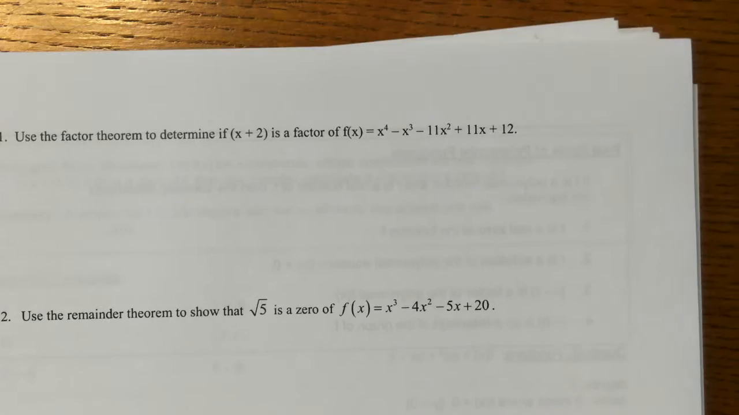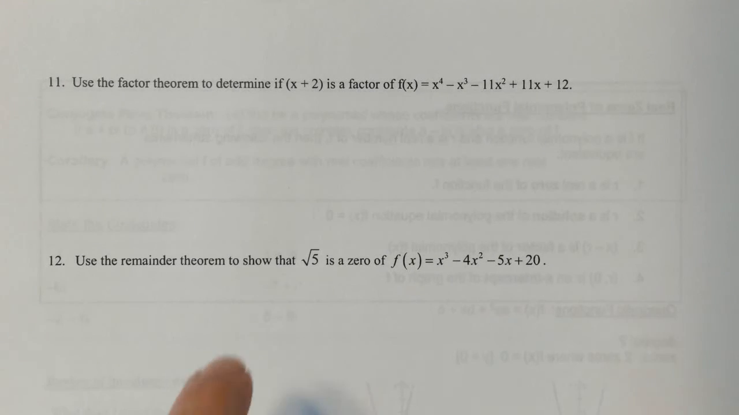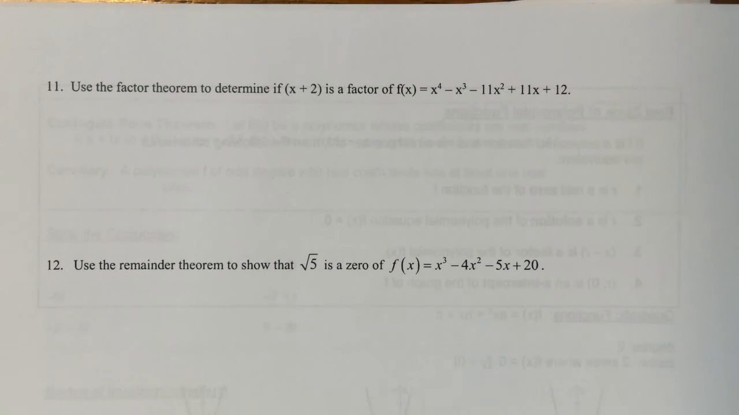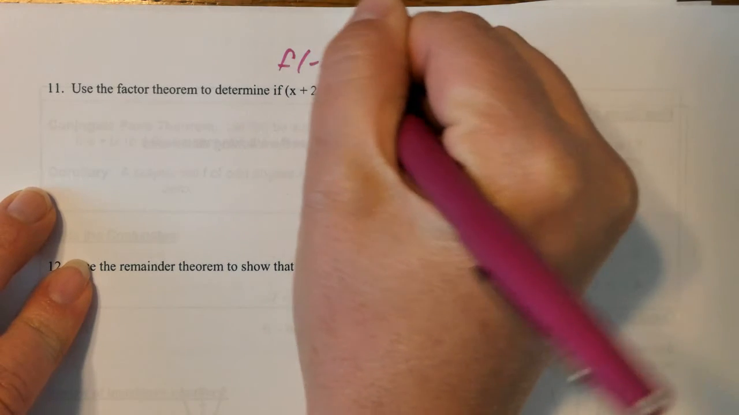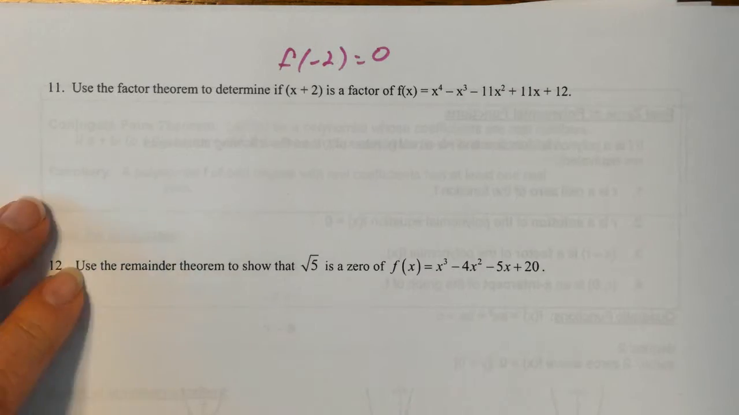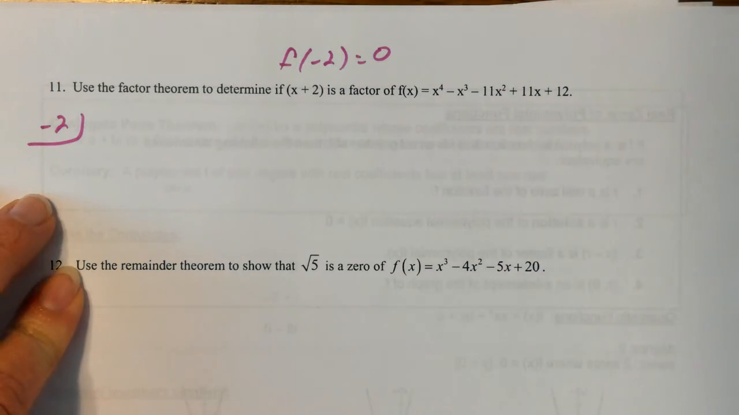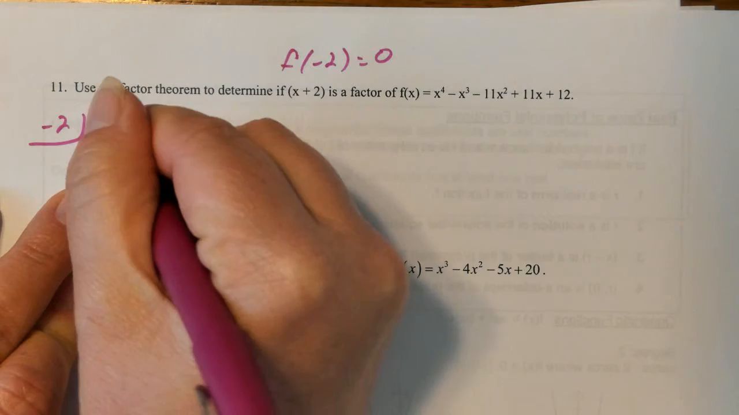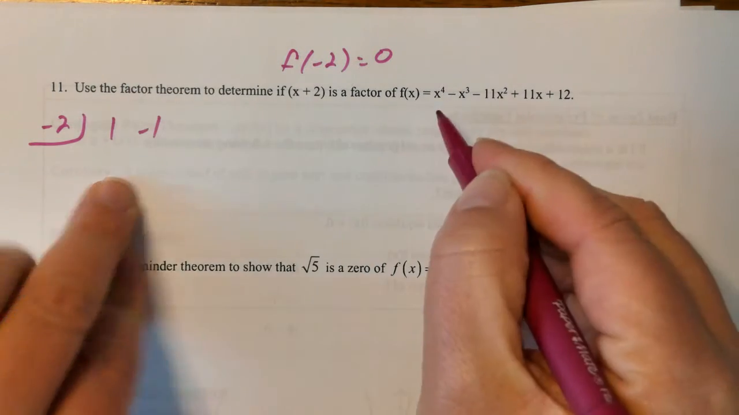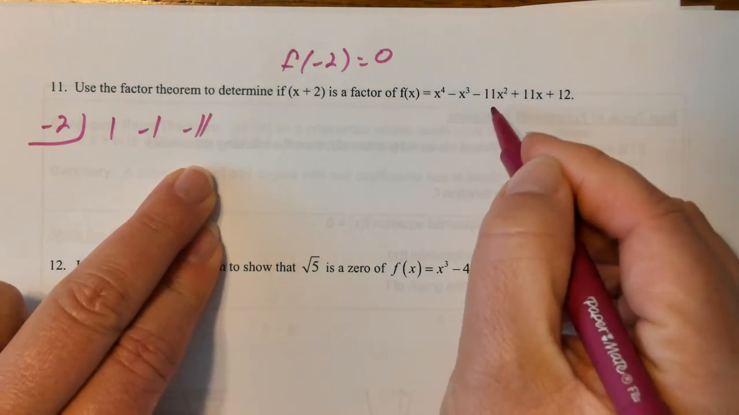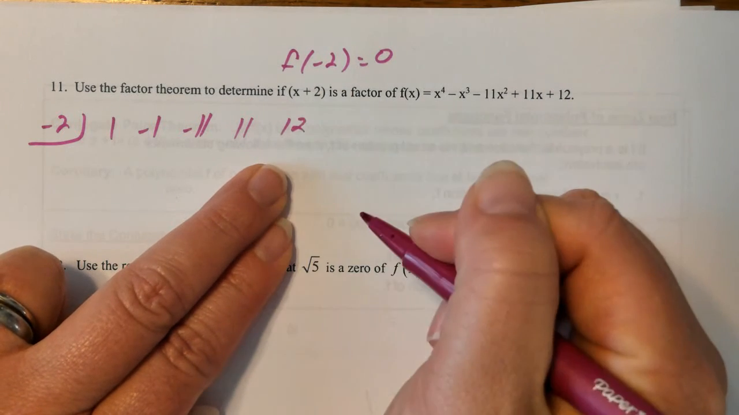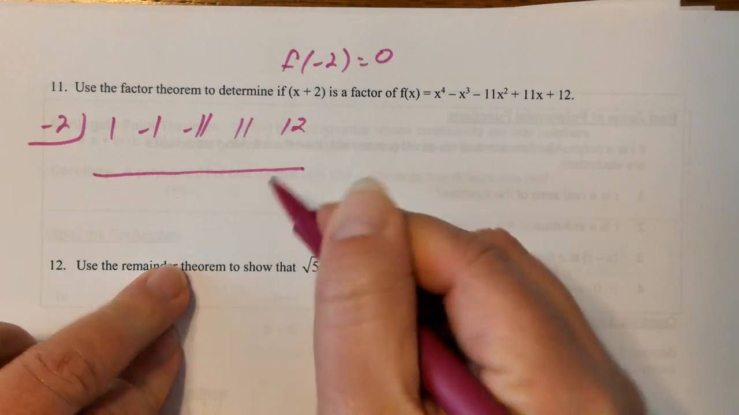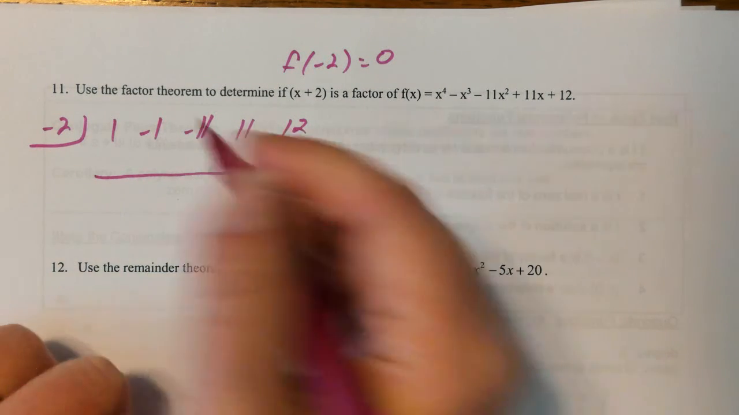All right. Use the factor theorem to determine if x plus 2 is a factor of this polynomial. Well, if x plus 2 is a factor, then that means f of -2 would need to equal 0. So I'm going to put -2 in my box, and I'm going to write my coefficients out here. 1 for the x to the 4th, -1 for the x to the 3rd, -11 for the x squared, +11 for the plain x, and 12 for my constant. I'm going to do synthetic division, and I'm going to see if I get a remainder of 0.